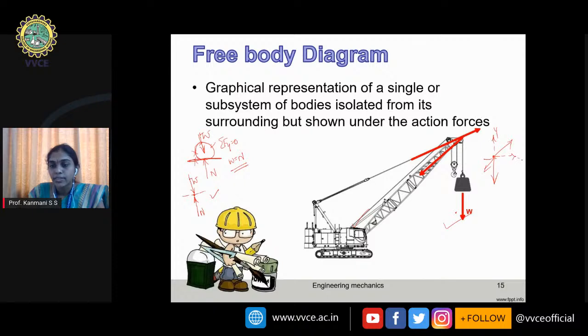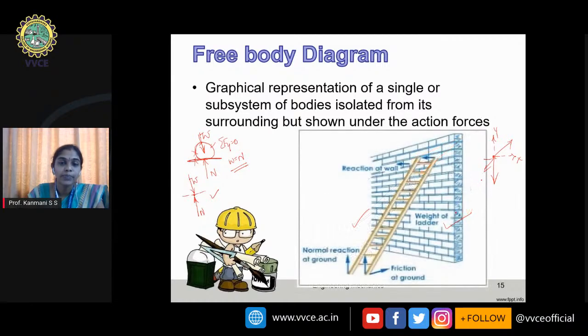So the y-axis and x-axis will show like this. We'll exclude all the surroundings and show only the body under the action of forces. That is our free body diagram.